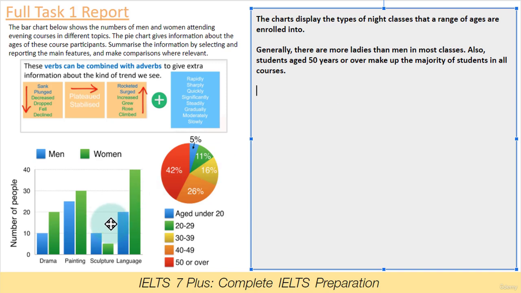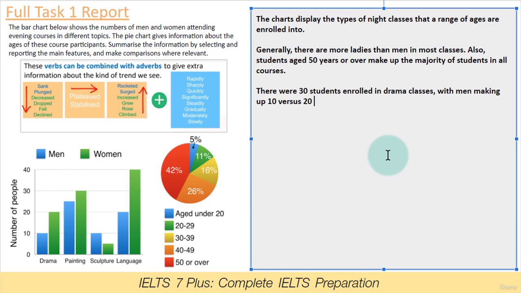Okay, so group 1 is describing this bar chart. Now, how would I start? Well, I could go from most popular and then sort of work my way down, or simply I could just go from left to right along the x-axis to make sure. There were 30 students enrolled in drama classes, with men making up 10 versus 20 female students. And I think here we've said students a lot. I'm going to say learners.